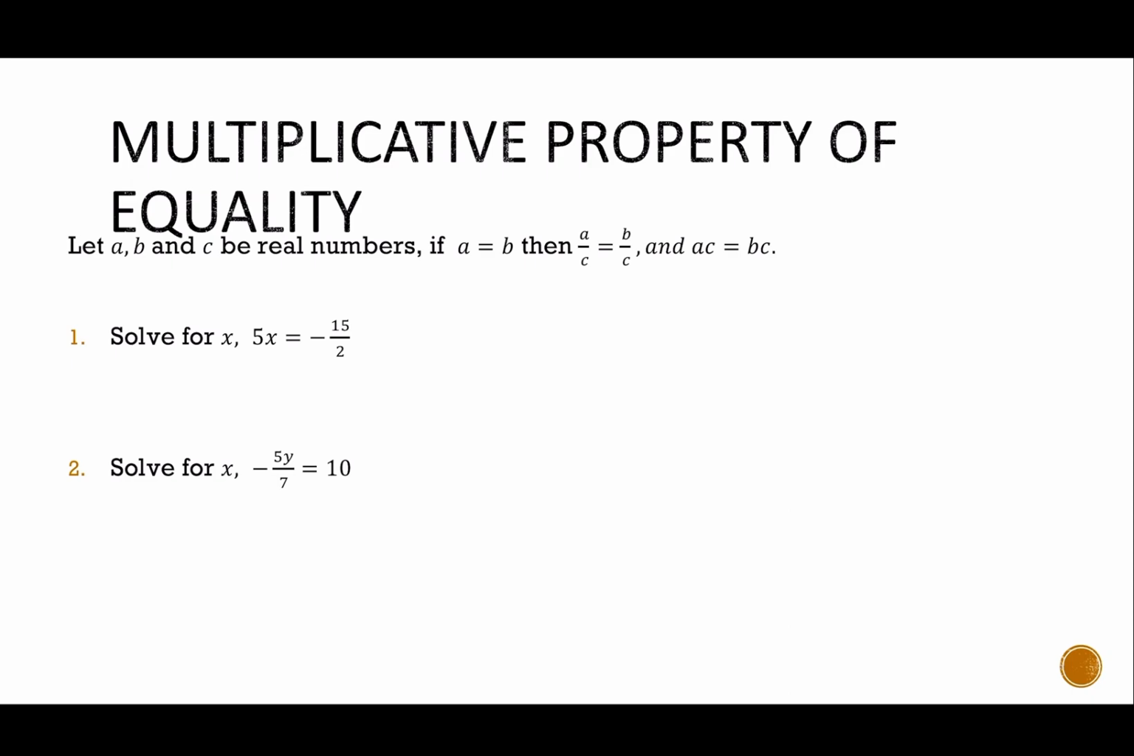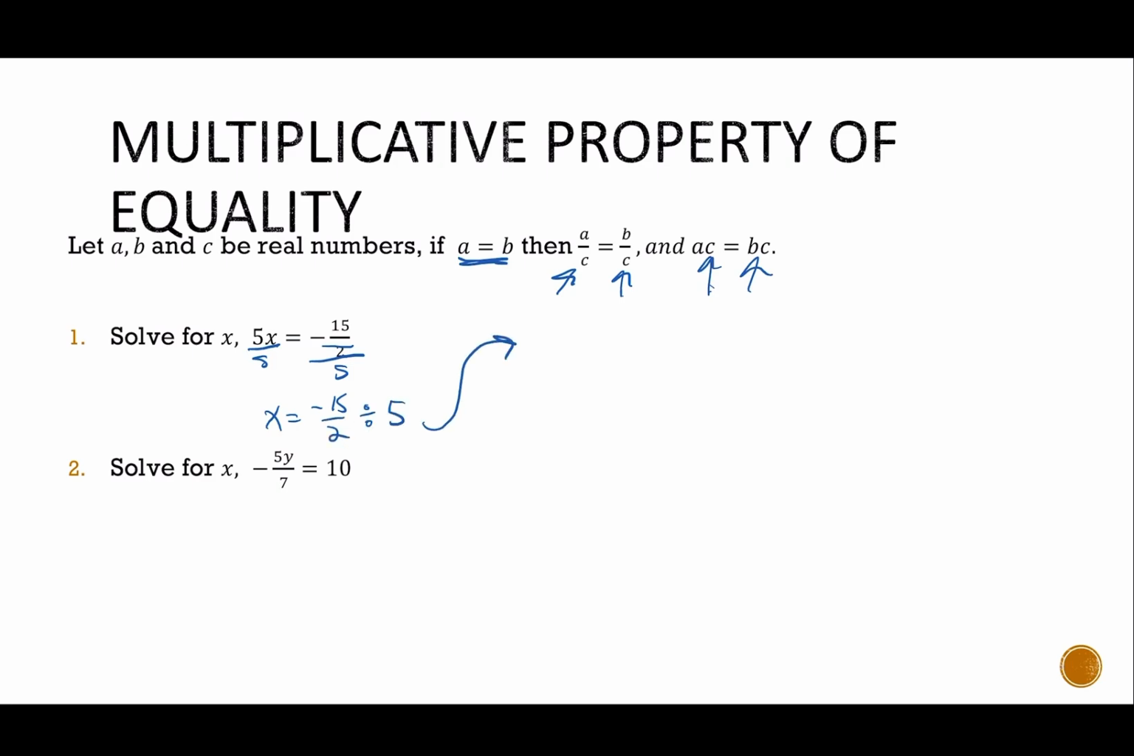So the multiplicative property of equality says this: if A and B are equal, and then if I divide them both by the same number, they stay equal. And if I multiply them both by the same number, again, they stay equal. That's great. So if I have 5x equals negative 15 halves, and I'm trying to solve for x, I can divide both sides by 5. So I have x equals negative 15 halves divided by 5.